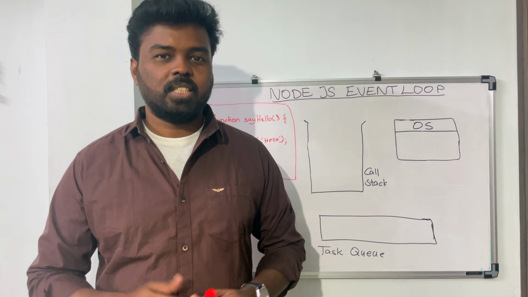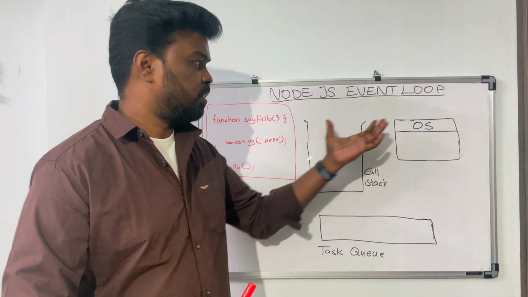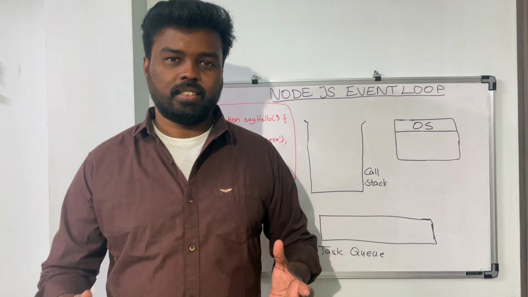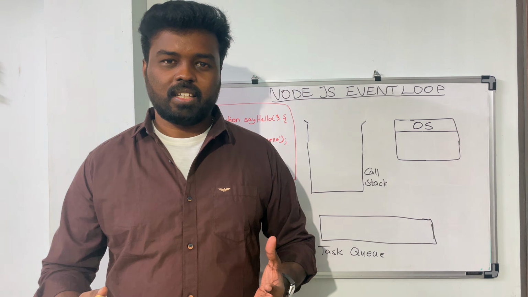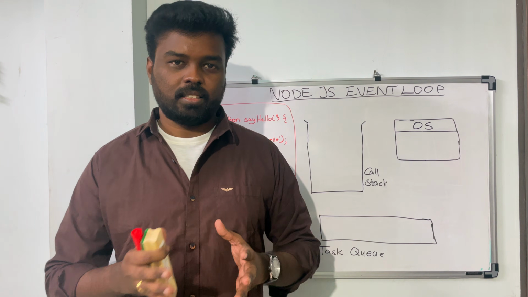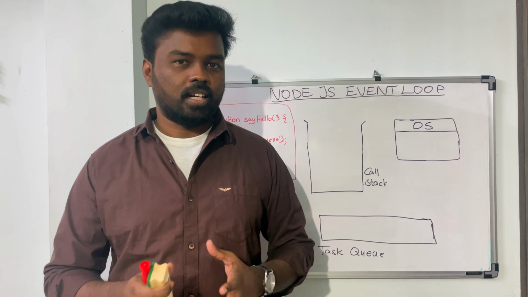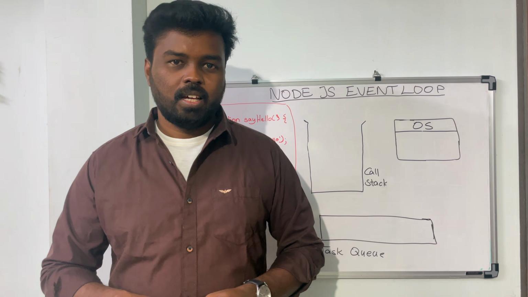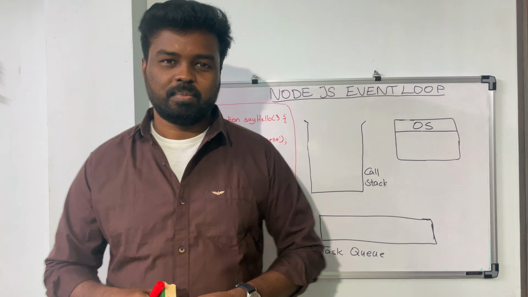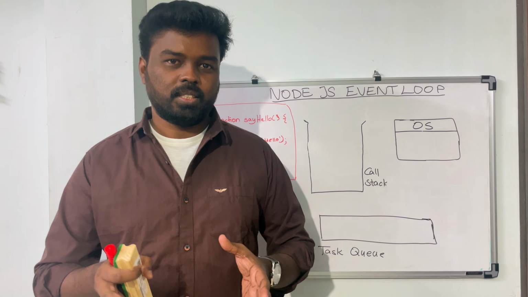Hi everyone. In this video, we are going to talk about the Node.js event loop. We all know that the Node.js runtime is single-threaded in nature. So programming languages like Java and .NET have the capability to do multiple things at the same time, right? But Node.js cannot do multiple things at the same time. But Node.js can still achieve concurrency using this event loop mechanism. And that's what we are going to focus on in this video.